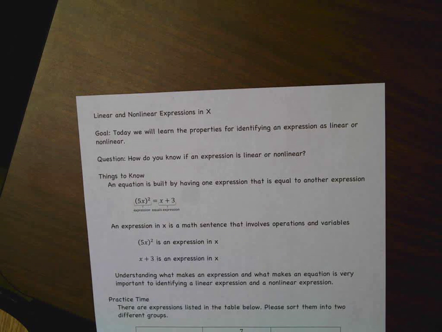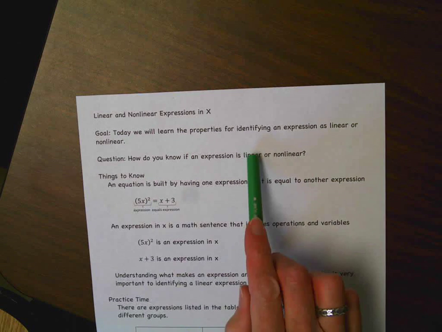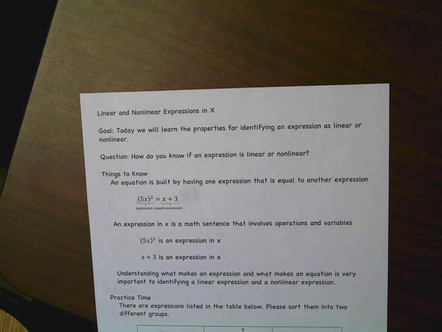Okay? All right, so how do you know if an expression is linear or nonlinear? In order for it to be linear, the variable can only have an exponent of 1, and everything else that has an exponent more than 1 or less than 1 would be nonlinear. Okay? And like I said, we're going to play with it and have some fun and practice.